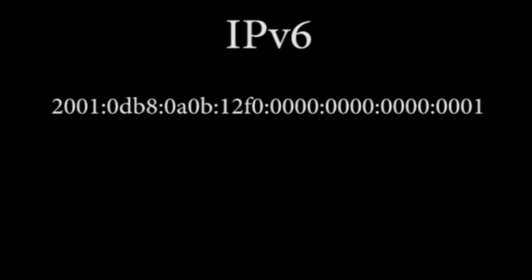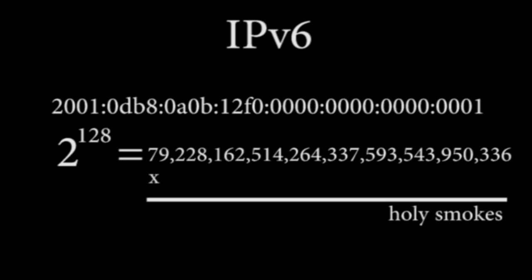IPv6 addresses look like this. They contain 8 four-digit hexadecimal numbers separated by colons. This ups the possible number of unique addresses to 2 to the 128th power, which, if we do the math, is actually too large to fit on the screen without using scientific notation. If you want to do the math yourself, that number is 79 octillion times greater than the number we got for IPv4 addresses.